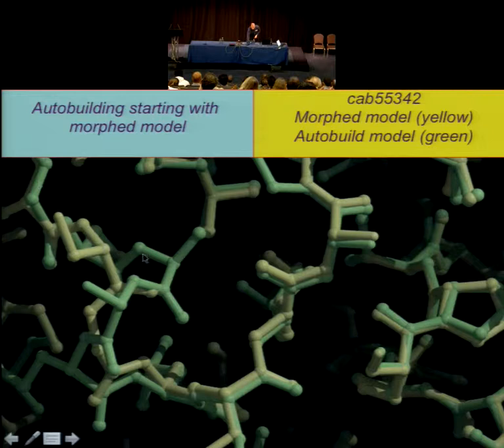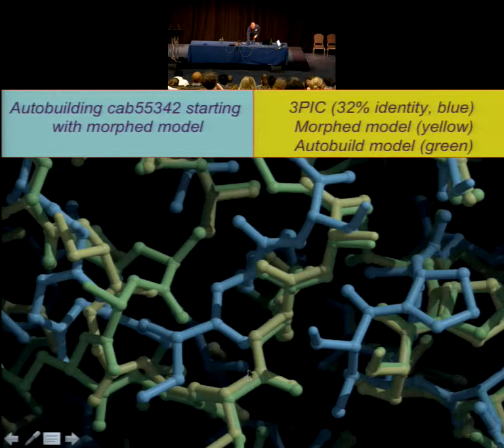Also notice that everything moves as a unit. Each side chain basically moves as a complete unit. It doesn't change its orientation or shape. So this is what we've done. We've gone from the blue here to the yellow, which is very similar to the final structure.